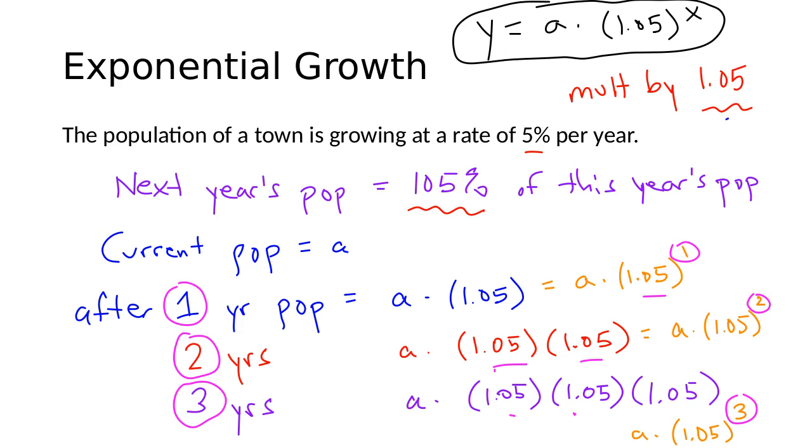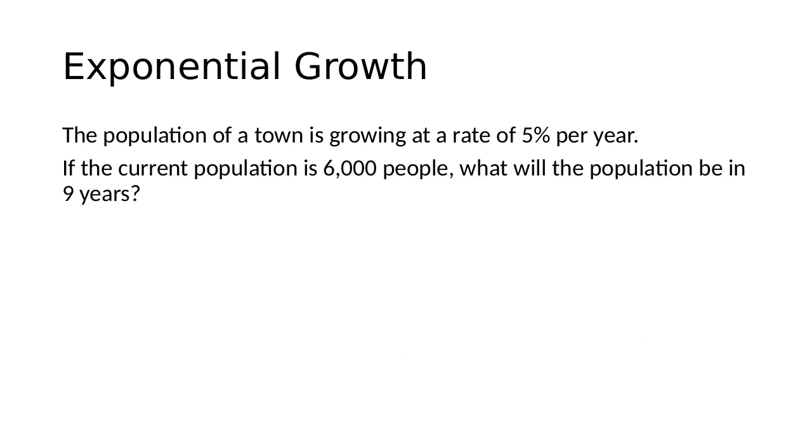Let's see how that gets used. The population of a town is growing at a rate of 5% per year. So right there, we can see that I'm going to have a growth factor of 1.05. If the current population is 6,000 people, what will the population be in 9 years?